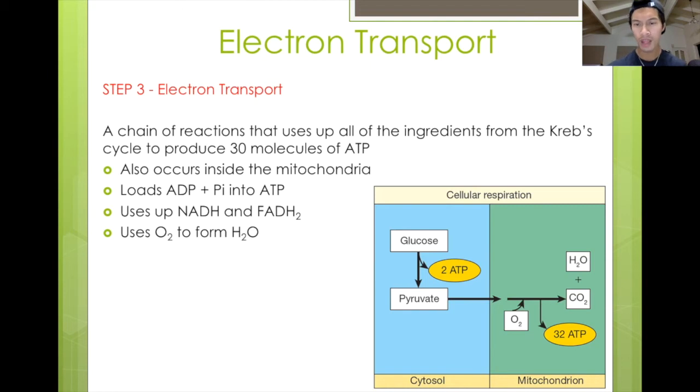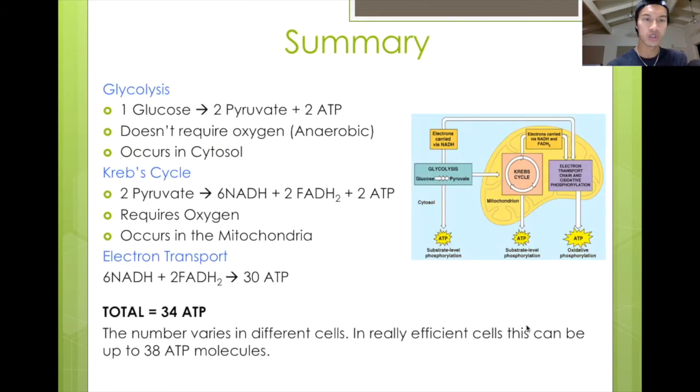Here's just a simple flow chart. You start with glucose getting converted into pyruvate in the cytosol, generating 2 ATP, and then it crosses into the mitochondria, and in the mitochondria, the other 32 ATP is then produced, oxygen going into the process and then getting converted into H2O and carbon dioxide.